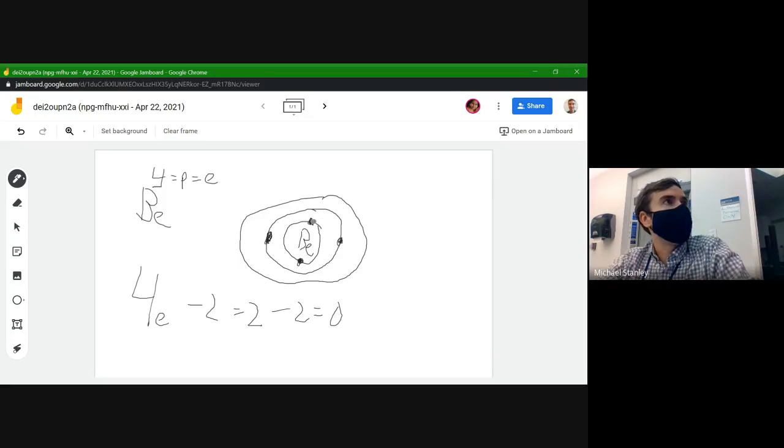We were able to fit 2 on the first shell, but then that one got filled up. And so we put the remaining 2 on our second shell right here. All right. Very nice. Good work.